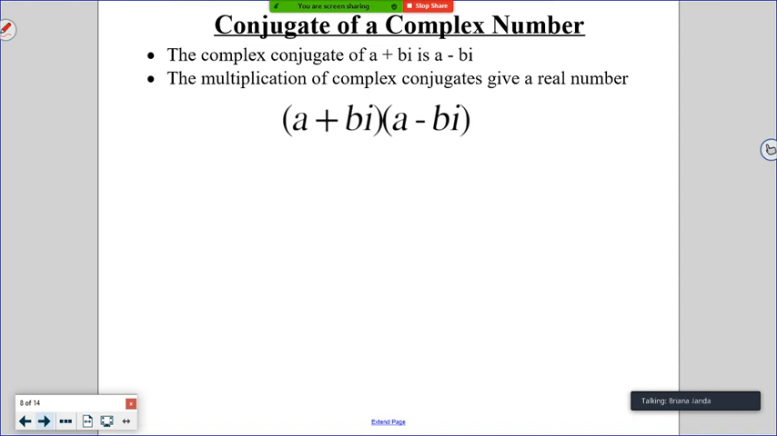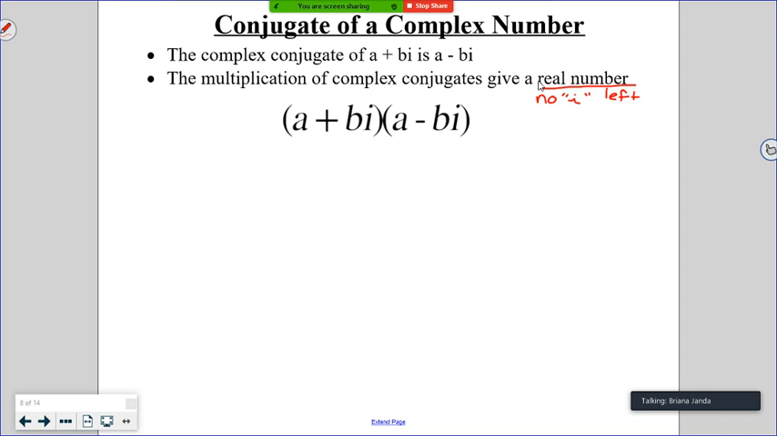Now the next part of it is something you do need to understand and expect to happen, because if it doesn't happen, something went wrong, is that if we multiply conjugates together, the result is always a real number. And what does real number mean? It means it has no i left in it, okay? So when I multiply my conjugates together, how does that work?